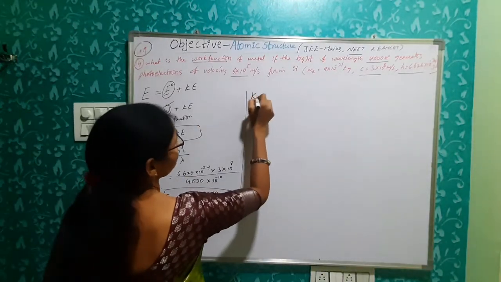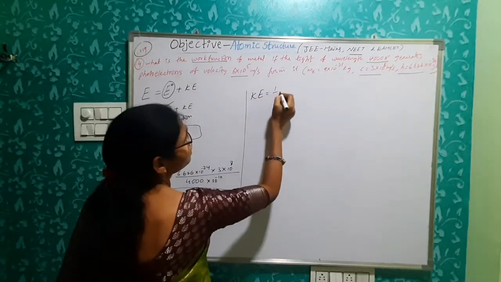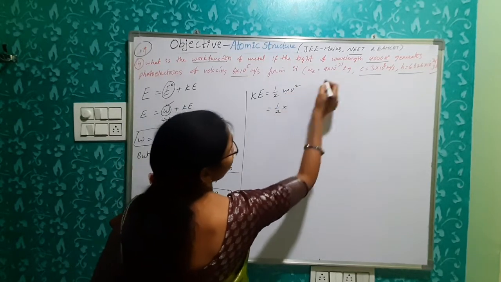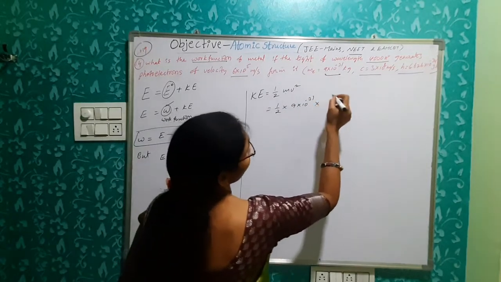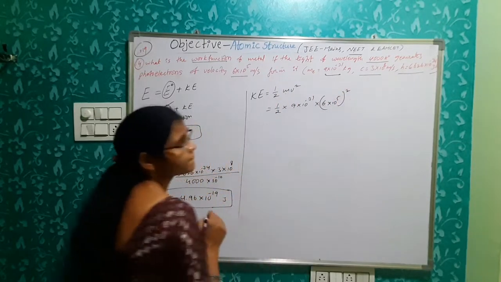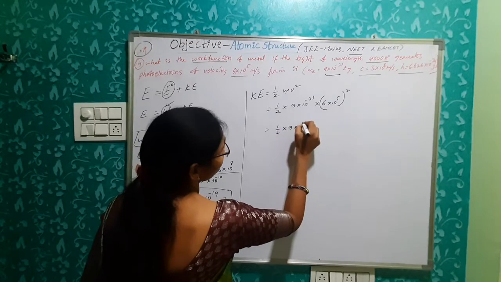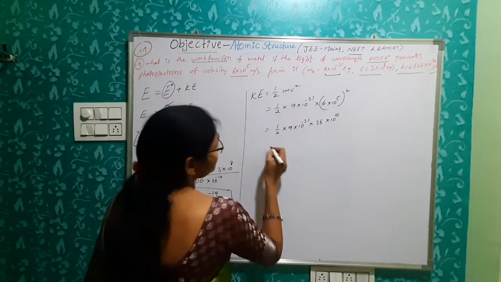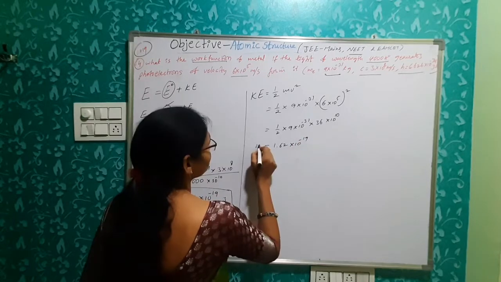Next, kinetic energy. Kinetic energy is given by half mv square. The mass of the electron is 9 into 10 power minus 31 kg, and v is 6 into 10 power 5, whole square. Simply, 1 by 2 into 9 into 10 power minus 31, 6 sixes are 36 into 10 power 10. By simplifying this, we get 1.62 into 10 power minus 19. This is the KE.